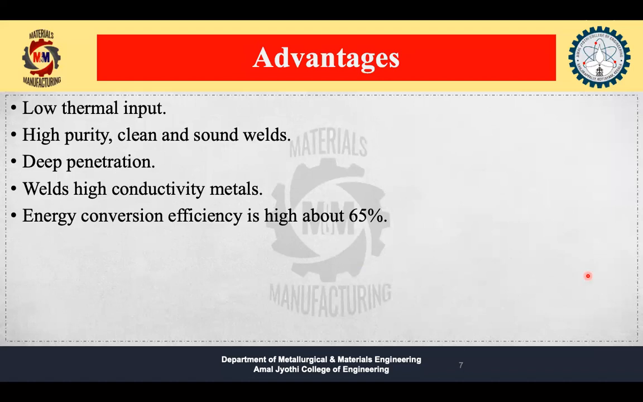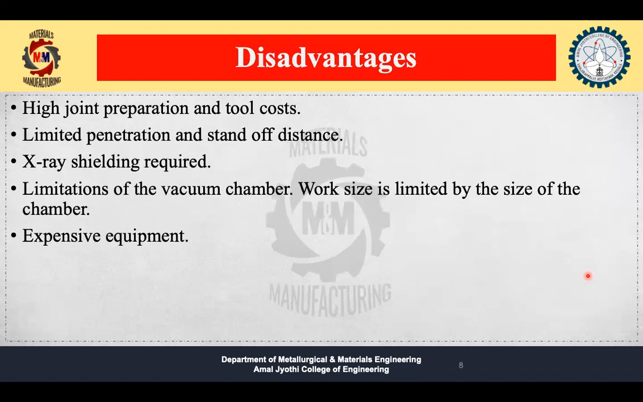So these are the advantages of electron beam welding: low thermal input, high purity, clean and sound welds, deep penetration welds, suitable for high conductivity metals, and energy conversion efficiency is high, about 65%. These are the disadvantages: high joint preparation and tool cost, limited penetration and standoff distance, X-ray shielding required, and limitation of the vacuum chamber. Work size is limited by the size of the chamber.